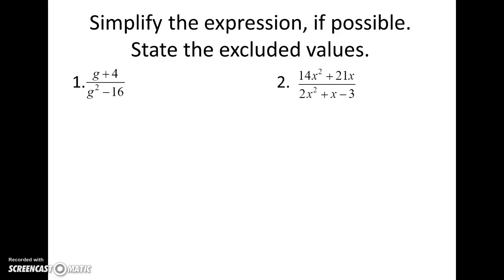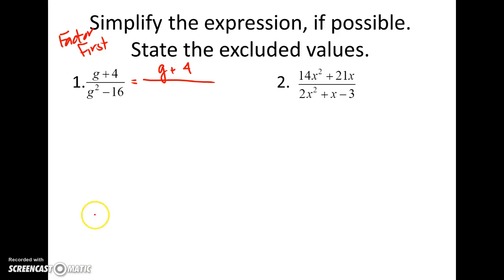My directions are to simplify the expression if possible, and then to state excluded values. So the first thing I'm going to do is go ahead and simplify. To simplify this, I first need to factor. Factor first, pretty much always. The numerator is already factored. It's just g plus 4. Nothing I can pull out of there.